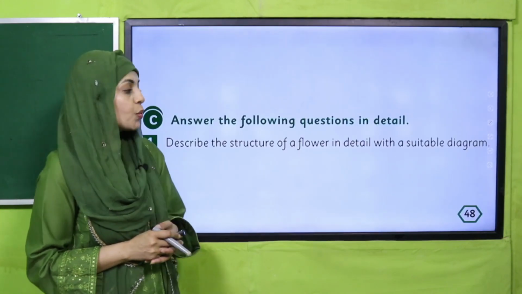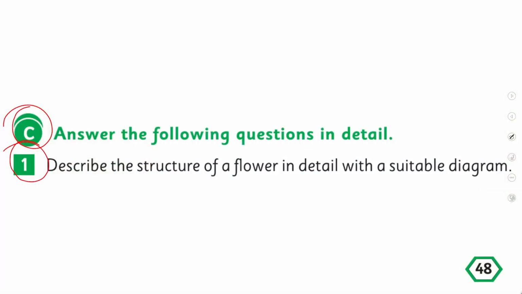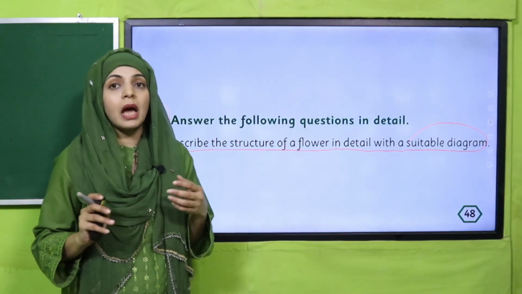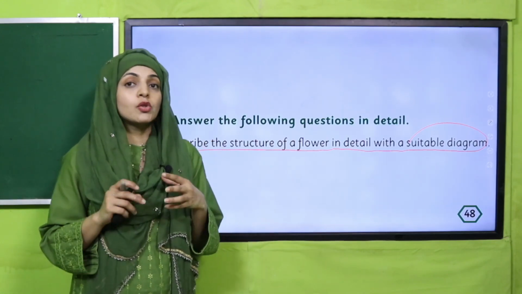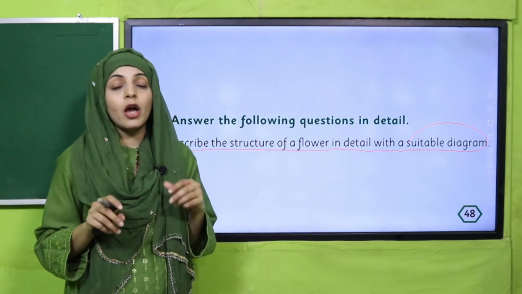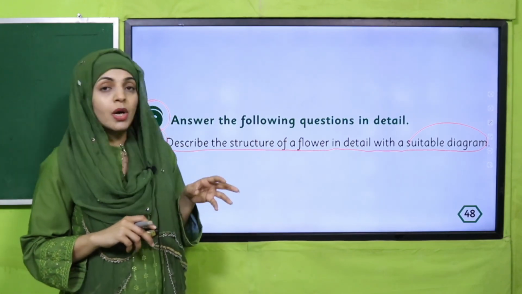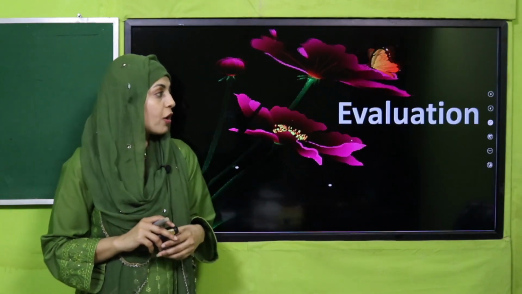Now we will move forward towards page number 48, which has exercise number C, question number 1. You will do it in your notebooks. Describe the structure of a flower in detail with a suitable diagram. So my dear students, you have to explain the complete structure of the flower: what are stamens, carpel, stigma, style, ovary, sepals and petals. You have to explain it completely, and you also have to draw the diagram along with it. You will do it in your classwork notebooks. Also draw the diagram.